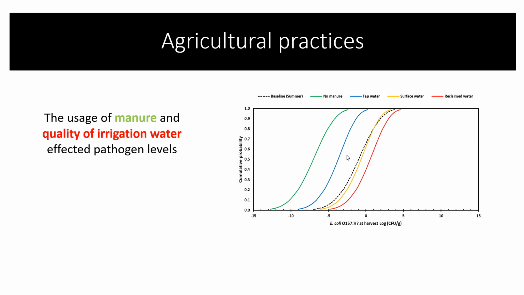So the lowest level of pathogenic E. coli was observed when no manure was used, and this highlights the need for realistic risk assessment in primary production regarding manure usage. The usage of sufficiently treated compost could be an option that risk managers need to discuss to eliminate future foodborne incidences, recalls, or outbreaks linked to fresh produce.